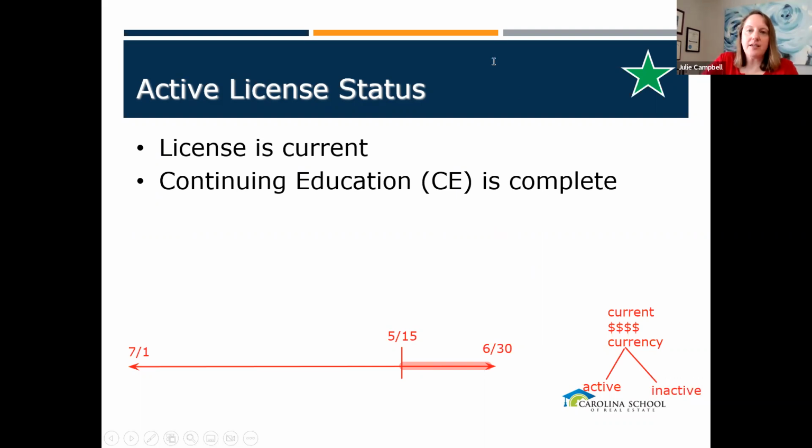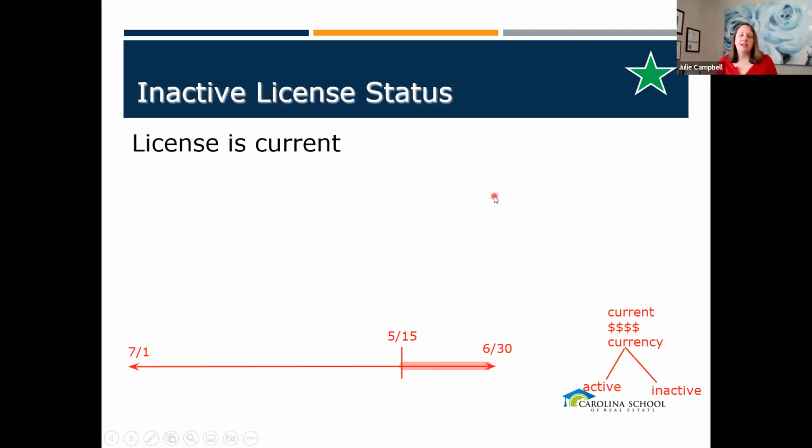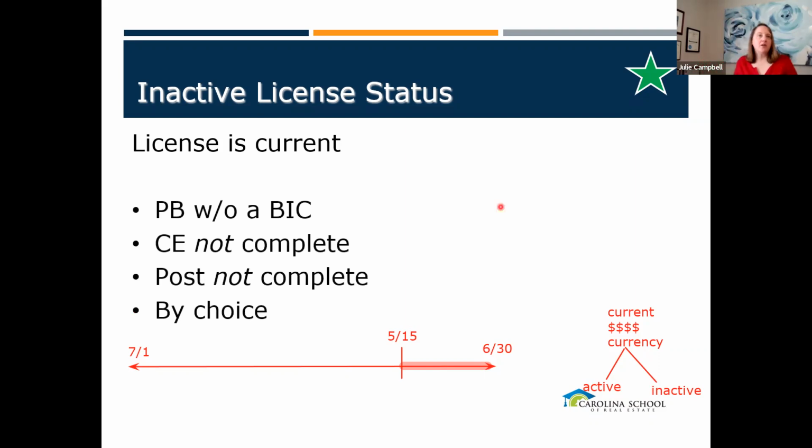A current license can also be inactive. It's current because you paid the fee. It's current because you showed them the money. However, it's inactive. Maybe you're a provisional broker without a BIC. You're current, but you're inactive. Maybe you didn't do CE in time. Again, we're talking about CE in just 1 second. Maybe you didn't do your post licensing in time as a provisional broker.